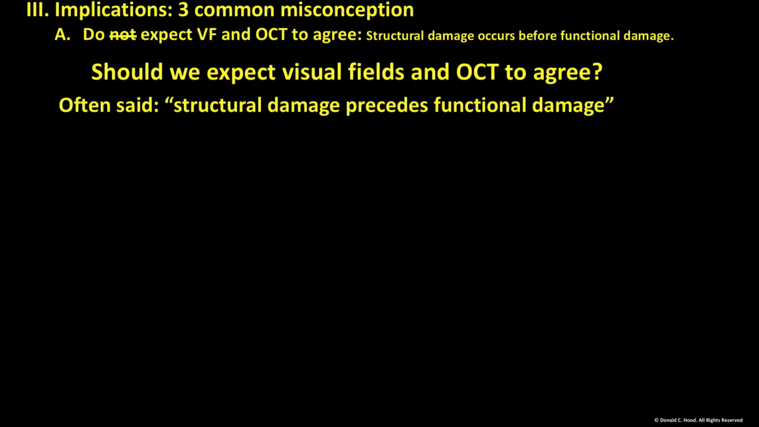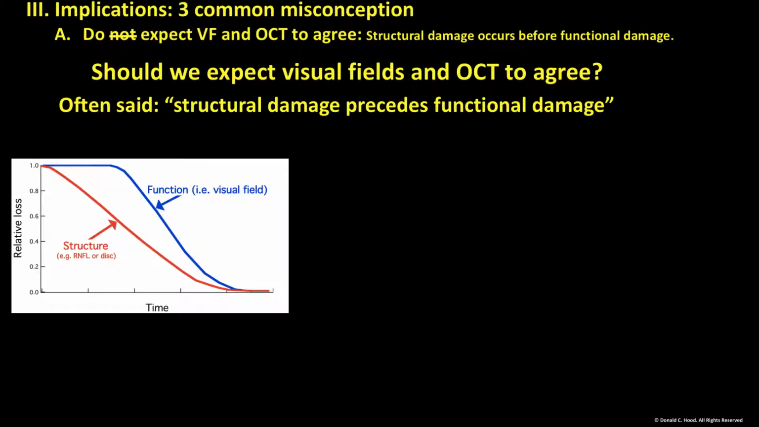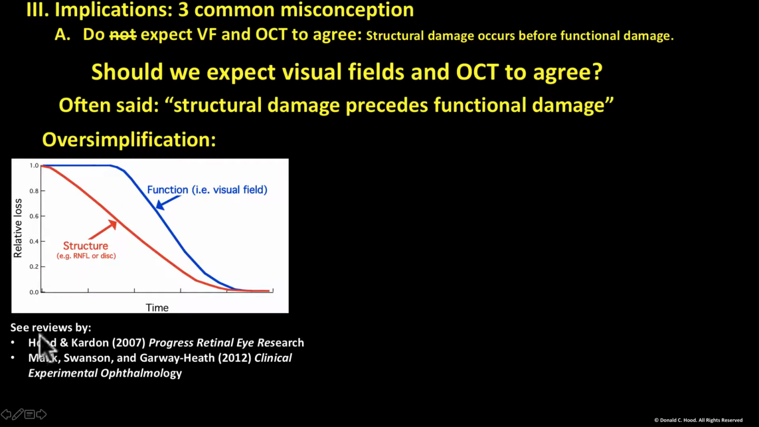Well, it's often said that structural damage precedes functional damage. So you've often seen in lectures plots such as this, where this is relative loss of vision or ganglion cells or retinal nerve fiber layer, and this is time, and it's meant to indicate that the functional loss, as measured, let's say, by a visual field, isn't changing, while the structural loss, let's say loss of retinal nerve fiber layer, is. This is a gross oversimplification.